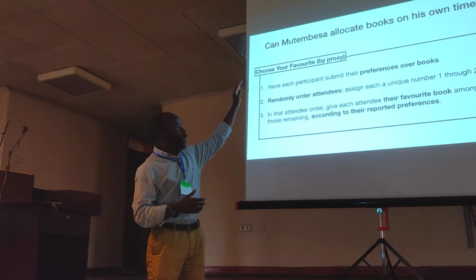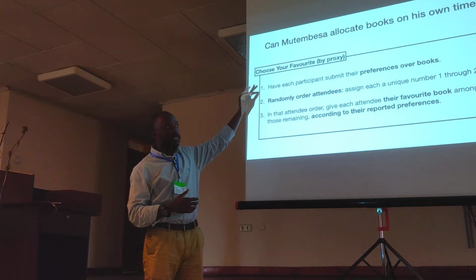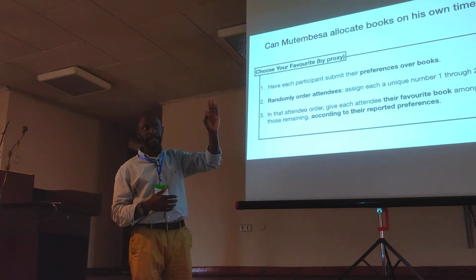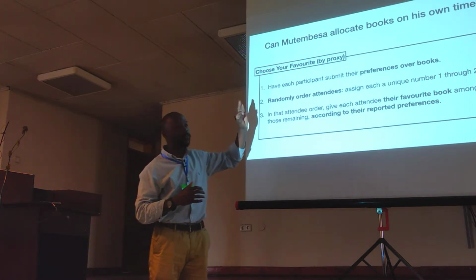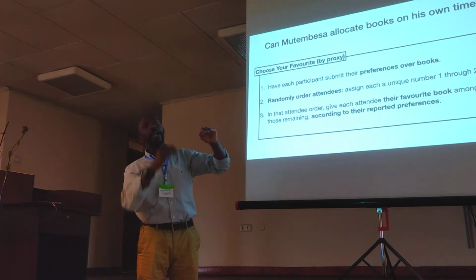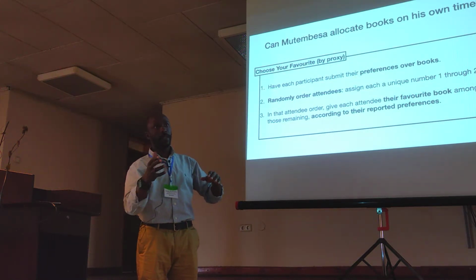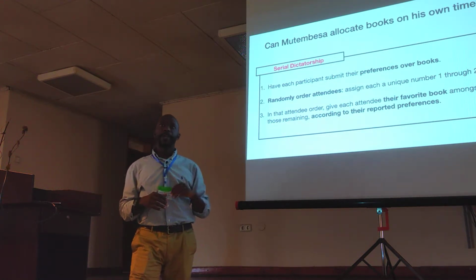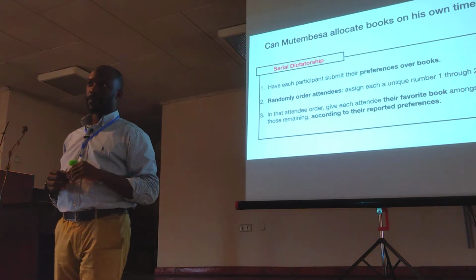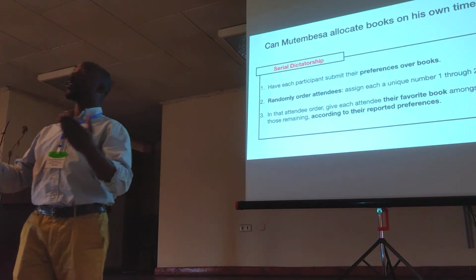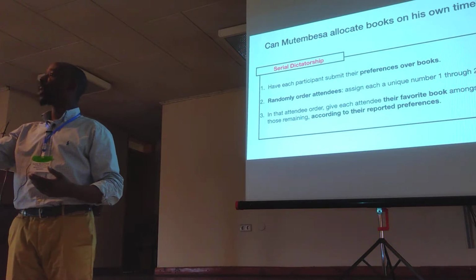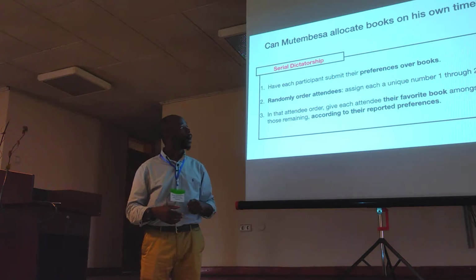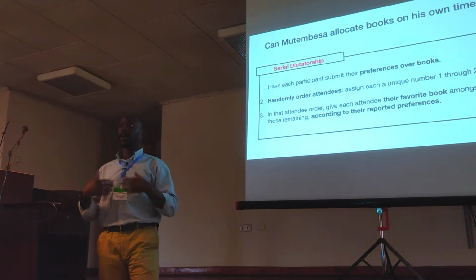Again, just to repeat, people submit the preference of books. We randomly order you, and based on who has been lucky to be in the first 10, we give you your favorite book on your list, if it is still available. Does that make sense? This kind of mechanism is known as serial dictatorship. The idea is that you dictate what you get when your chance comes. So this is known as serial dictatorship, a mechanism of assigning things by proxy.